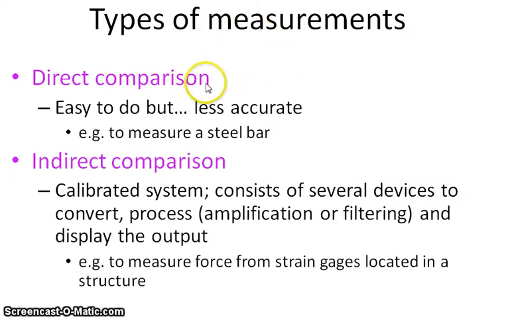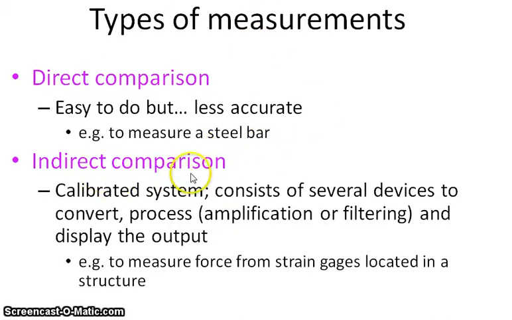We have two different types of measurements. One is direct and another one is indirect measurement. In direct measurement, we can easily measure the quantity which we need to measure, but it is a less accurate measurement. For example, to measure a steel bar, the weight of a steel bar can be directly measured with the help of any physical balance or weighing balance, etc. It is a direct measurement.